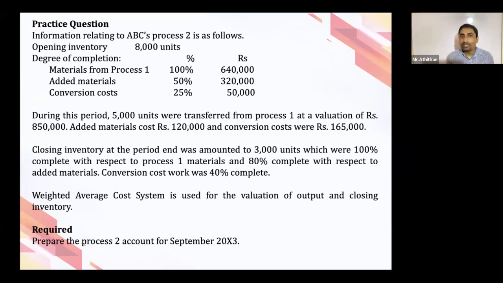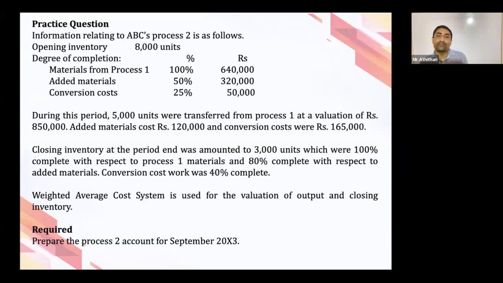Right. During this period, 5,000 units were transferred from process 1 at a valuation of 850,000. Right. Process 1-ல இருந்து input வருகிறது, 5,000 units and value is 850,000. Added material cost is 120,000. புதுசா சேர்க்கப்பட்ட மூலப்பொருள் 120,000 இருக்கு. Conversion cost 165,000. அதை நிலை மாற்றுறதுக்கான கிரியம் 165,000.